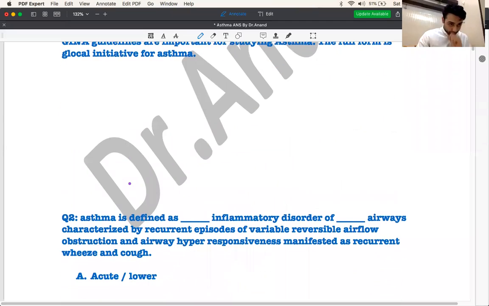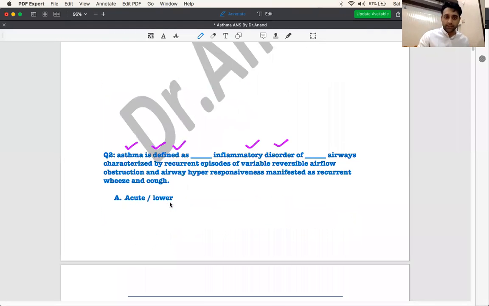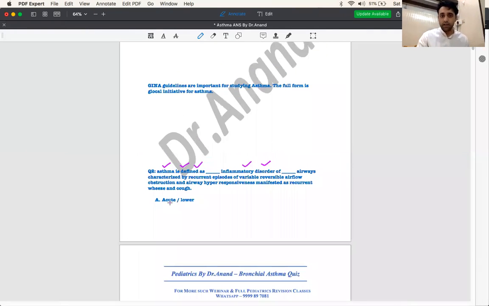Let me see. So this is the GINA guideline definition. Asthma is defined as a dash inflammatory disorder. It is a chronic or acute inflammatory disorder. Very good, Ramya has answered very nicely. Please remember that this is very important.